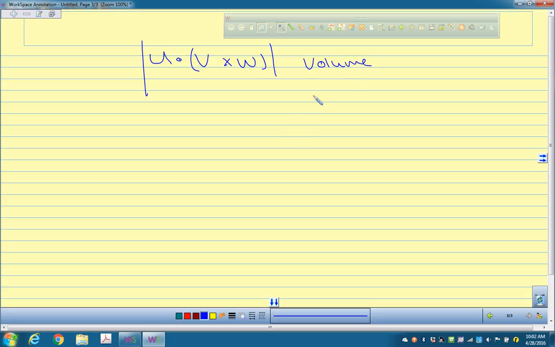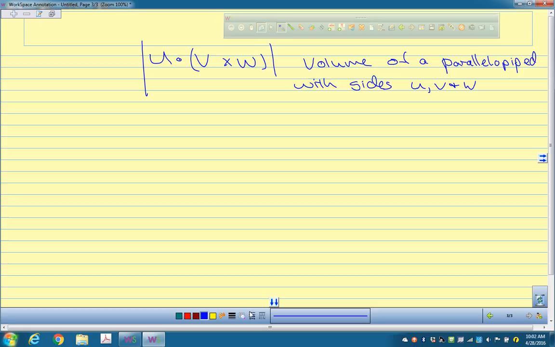It actually gives you something. It gives you the volume of this word, parallelepiped, with sides U, V, and W. So, do you know what a parallelepiped is?